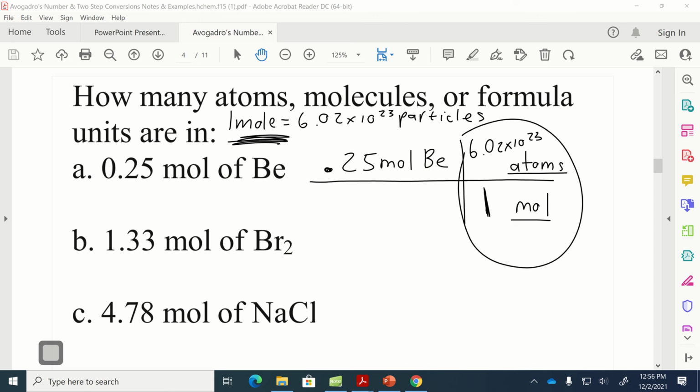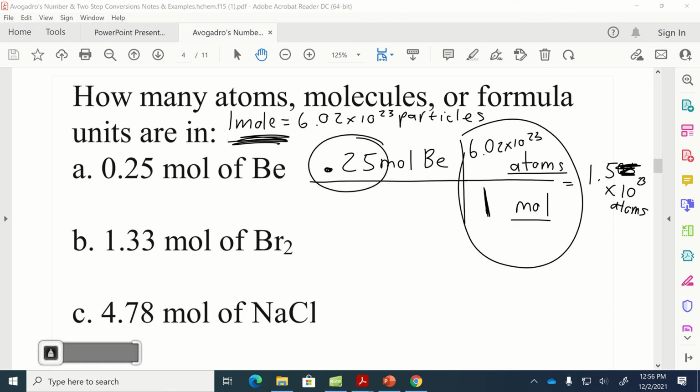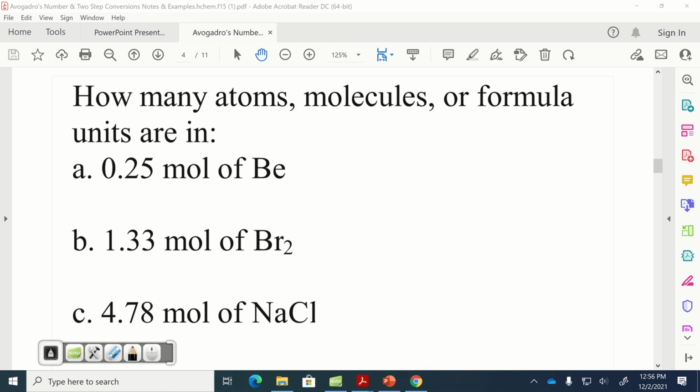If I multiply that out, which I'm doing right now, this is live, well, sort of, we get 1.505 times 10 to the 23rd atoms. But wait a minute, that's not the correct number of sig figs. How do I figure out sig figs? I look back at the original number. There's 2 sig figs, so I need to reduce this down to 2 sig figs: 1.5 times 10 to the 23rd atoms. So that's it. If I do another one, you do the same thing. So I start with 1.33 times, what am I doing?